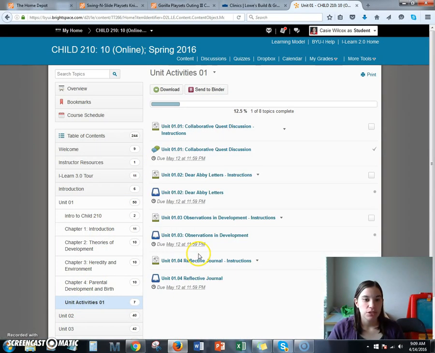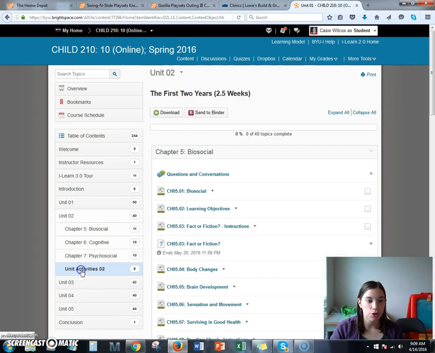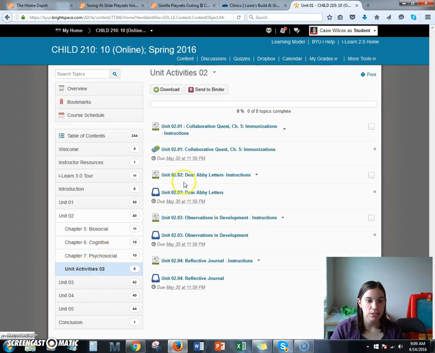You can finish going through the assignments, and then you would save it and submit it to the reflective journal. As I said, these are the same for every unit. So if we go to Unit 2 and we open up the Unit 2 activities, it's the same thing. There's a collaborative quest, Dear Abby letters, observations and development, and a reflective journal. It stays the same. I hope this clears up ILearn 3 a little bit more as far as the assignments, and hopefully that helps a little bit.